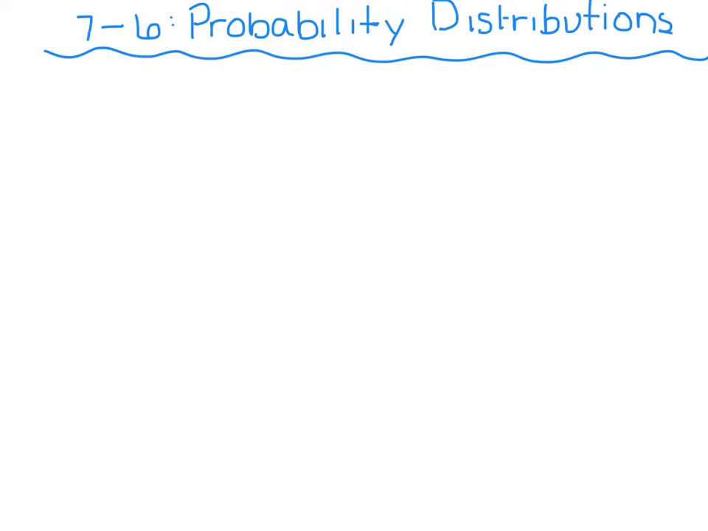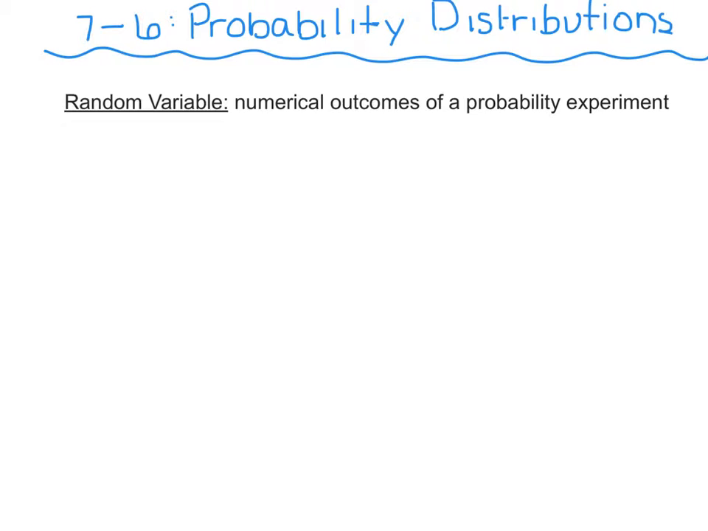So today we're talking about something called a probability distribution, and this is where we're moving back into the land of algebra. But first, to understand what a probability distribution is, we need to understand the concept of a random variable. So here's a definition for you. A random variable is when you have numerical outcomes of a probability experiment, so you can work with them numerically.